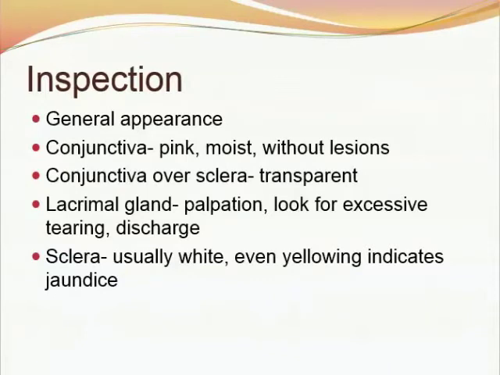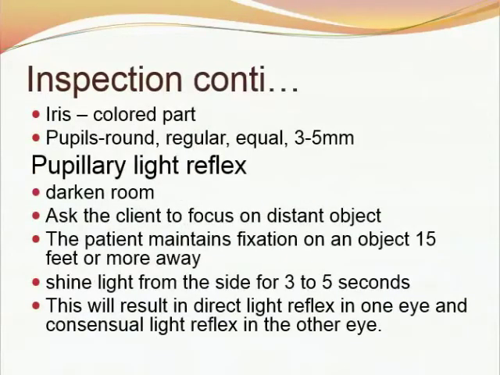Even yellowing indicates jaundice. Iris is the colored part, and pupils should be round, regular, equal in size, that is the normal size, 3 to 5 millimeters.